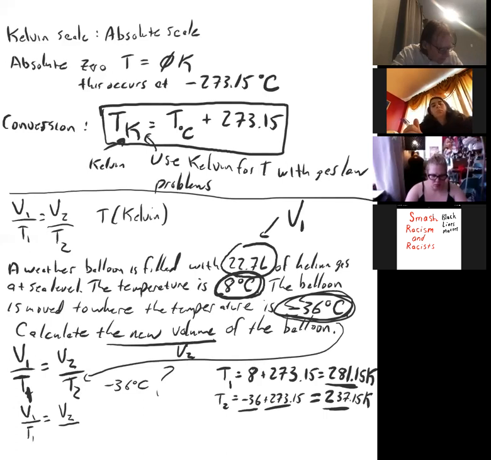V1 over T1 equals V2 over T2. I want only V2, just this one. This is divided by T2, so what I'm going to do is multiply it by T2. Because if I divided it by T2, that'd be divided by T2 squared. By multiplying by T2, that ratio is 1, and that gets rid of the T2.